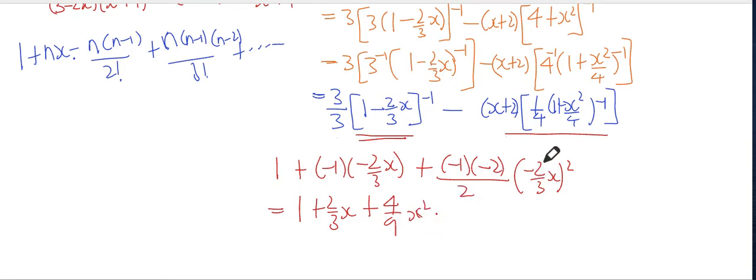Okay, 4 over 9 x squared, because that's 4 over 9, and then the 2 and 2 get cancelled. So that's the first part of the expansion, which is 1 minus 2 over 3x. Now let's look at the second part of the expansion. I'm not going to multiply by x minus 2 yet. I'm just going to expand 1 plus x squared over 4. Let's just do that.